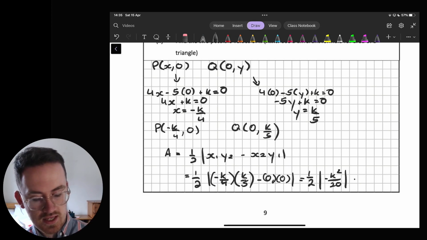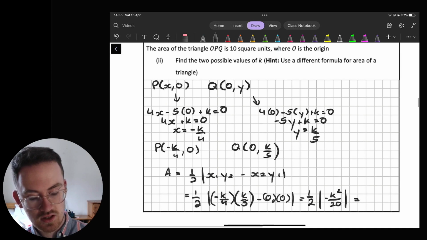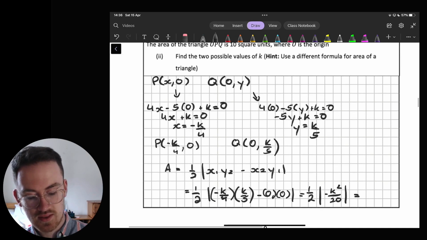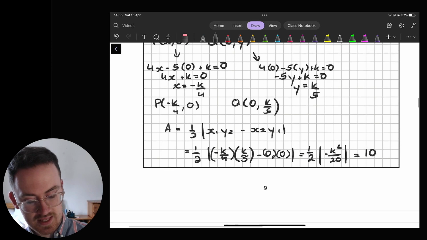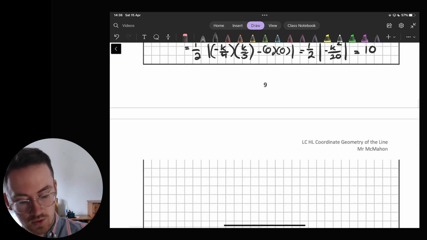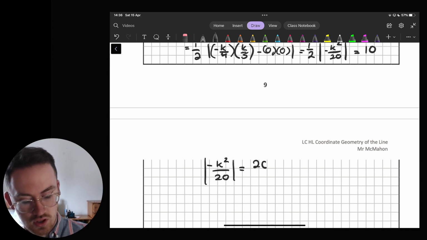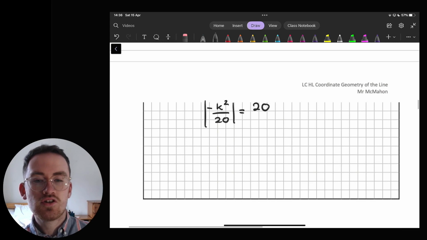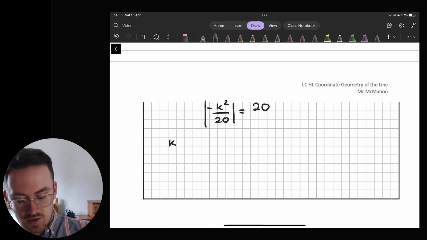And that's going to be equal to, where we're told that the value is 10. The area of it is 10 altogether. So again, setting this up a bit more, minus k squared over 20, the absolute value of it, is equal to 10. We had our two methods, so we're going to go with that first method for this one because it just works out a bit nicer for us. So minus k squared over 20 is either equal to 10 or minus k squared over 20 might be equal to minus 10.